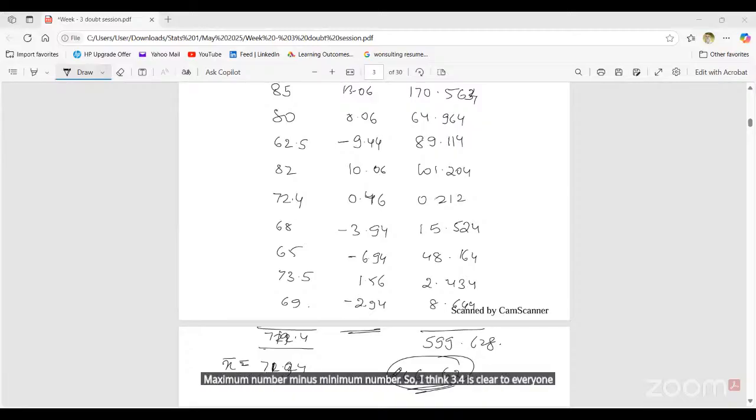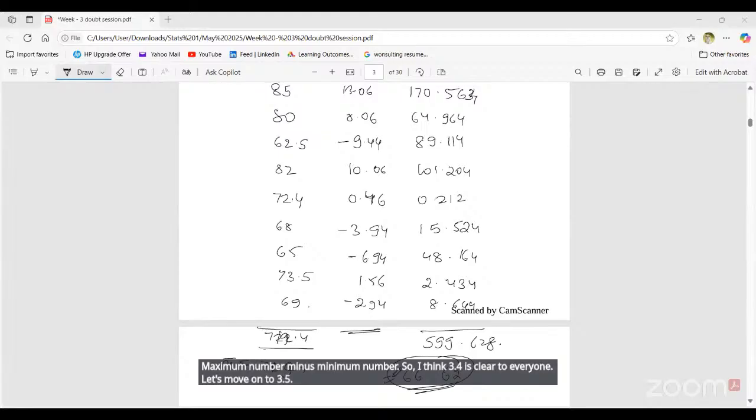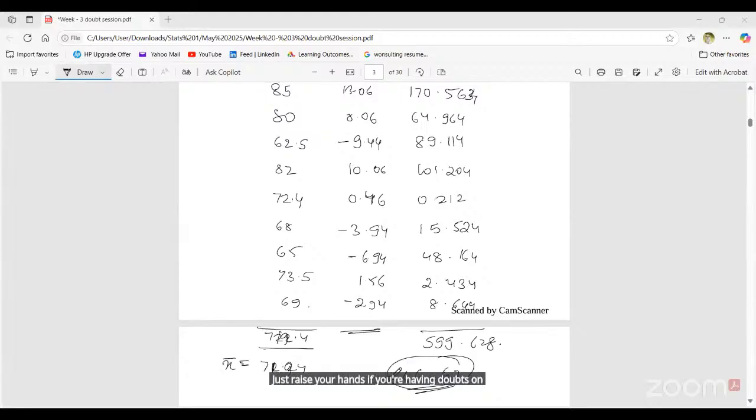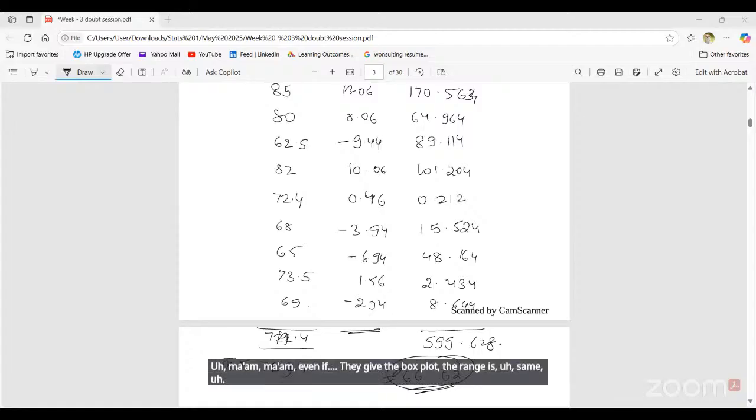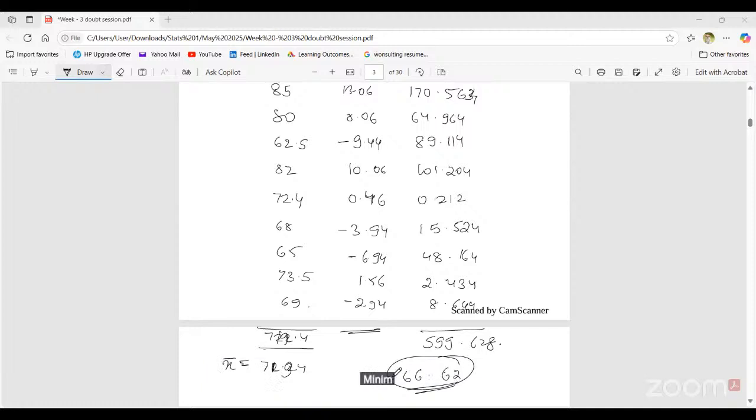Let's move on to 3.5. Just raise your hands if you're having doubts in 3.5. Ma'am, even if they give the box plot, the range is the same, meaning maximum minus minimum. Correct, the maximum value minus the minimum value is the range.